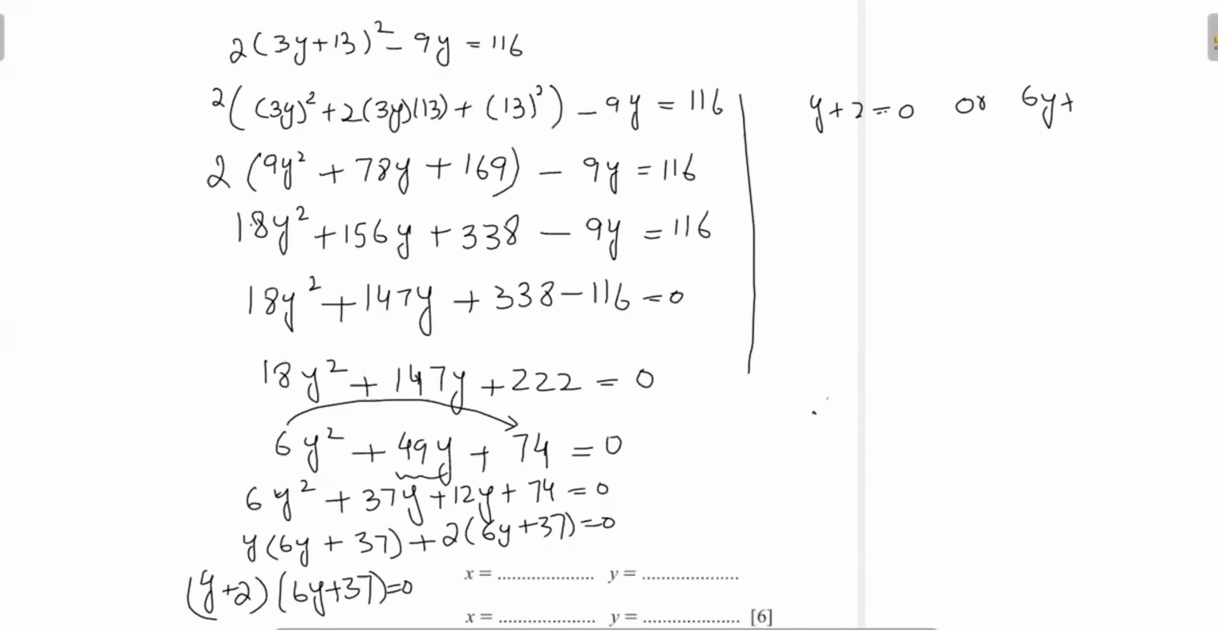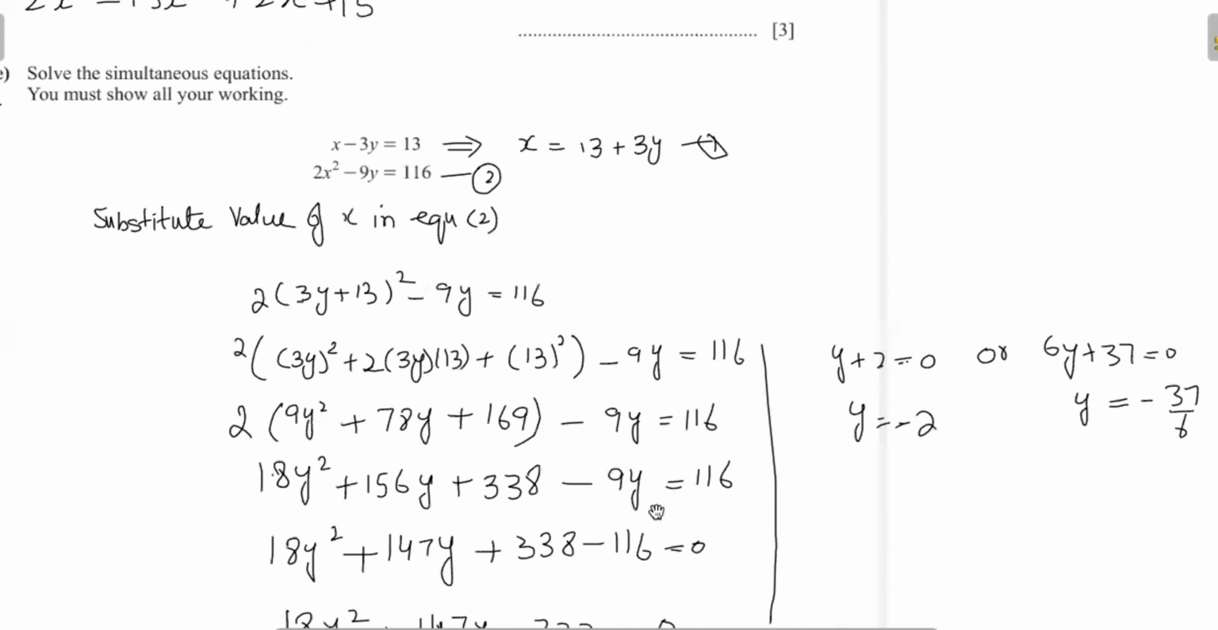or 6y plus 37 equal to 0. You see here y equal to minus 2, and here y equal to minus 37 over 6. To find the value of x, we substitute this value of y in equation 1. Therefore, we can write x equal to 3y plus 3.